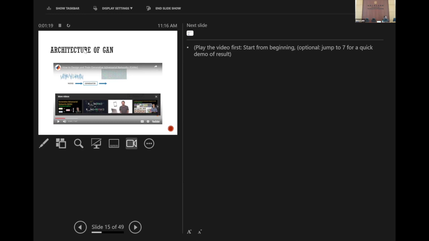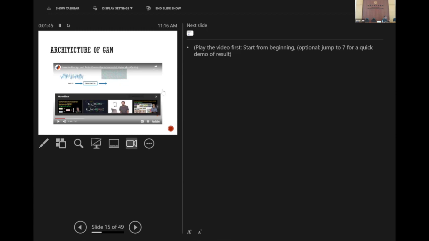Okay. So the key idea is there are two networks. One is the generator network and one is the discriminator network. In the beginning, their parameters are randomly initialized, right? So they don't do anything because they don't know anything. So what we do is start by feeding random noise to the generator. Because it doesn't know anything, it will create noise, right?